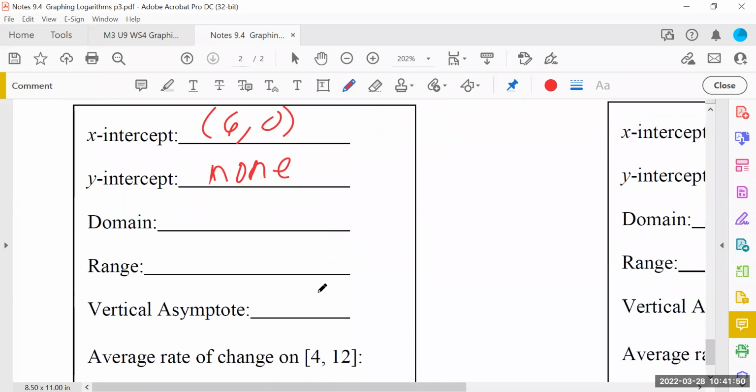My domain and vertical asymptote now, the vertical asymptote is at x equals 3. So my domain is 3 to infinity. Everything from that asymptote to the right. The range is still negative infinity to infinity.